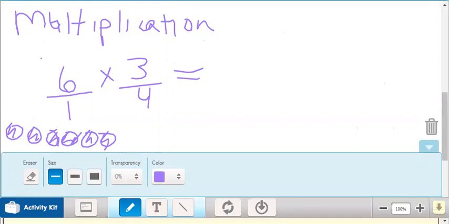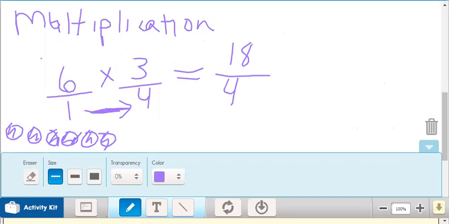Okay. So when we multiply fractions, we multiply the numerator first, and then we multiply the denominators next. So here we go. 6 times 3. 6 times 3 is 18. Did the numerator. Now we are working on the denominator here. 6 times 4 now. 1 times 4 now. 1 times 4 is 4.